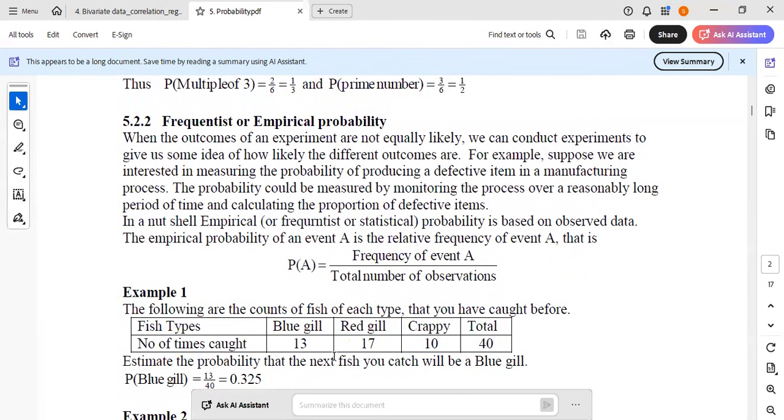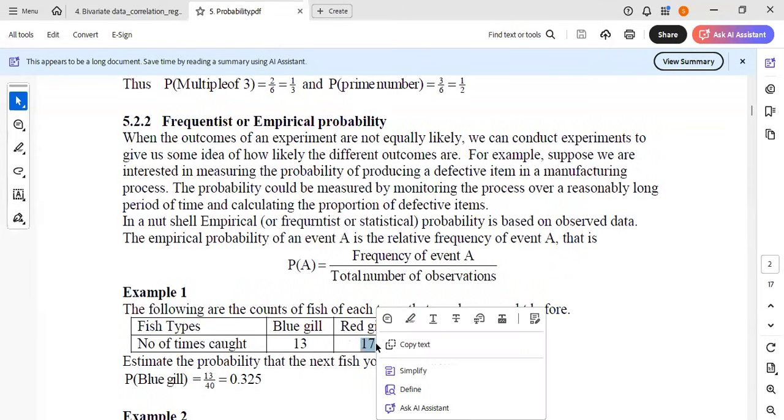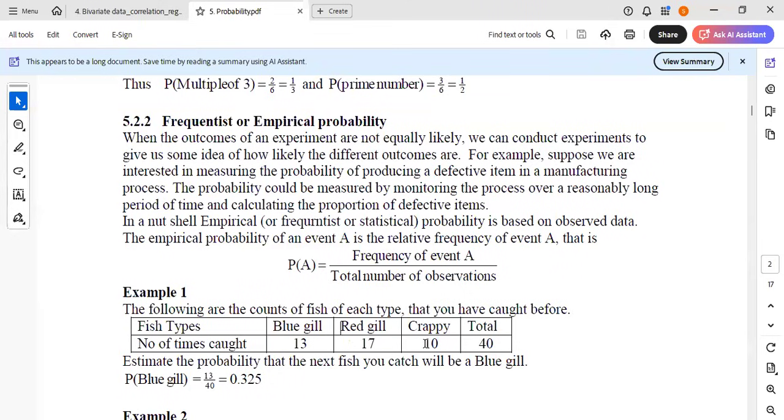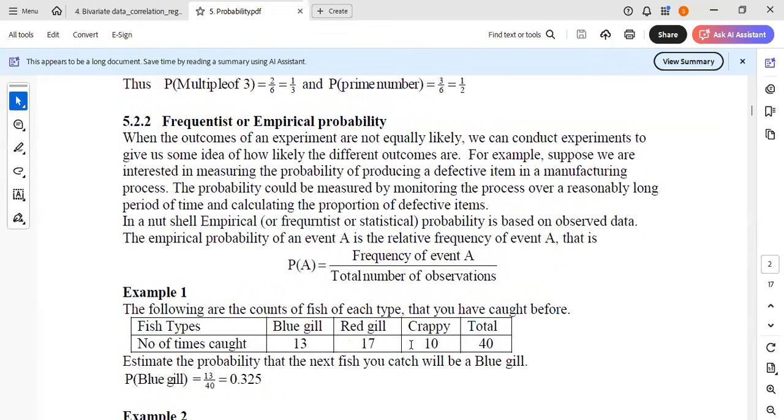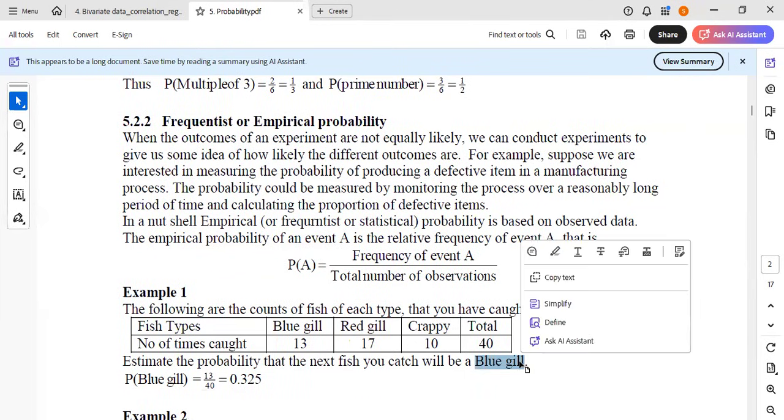So it could be in a week, in a month. Then the red gill, you go fishing, you find that you've gotten 17 of them, and then 10 of the crappie. Okay. So now you want to determine the probability that on your next fishing trip you're going to get a blue gill.